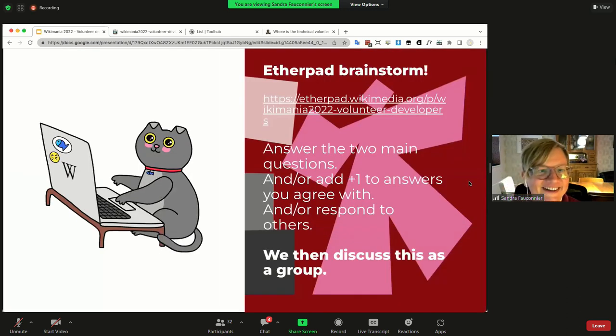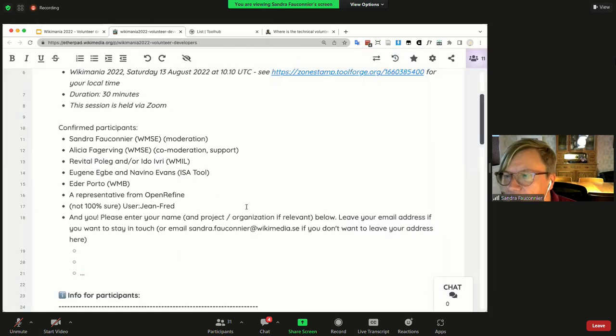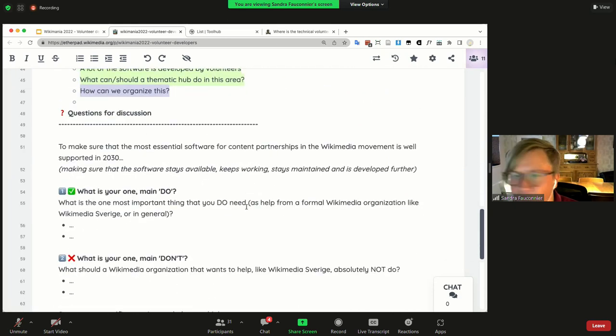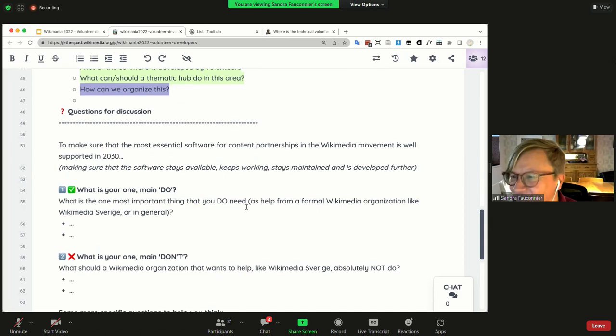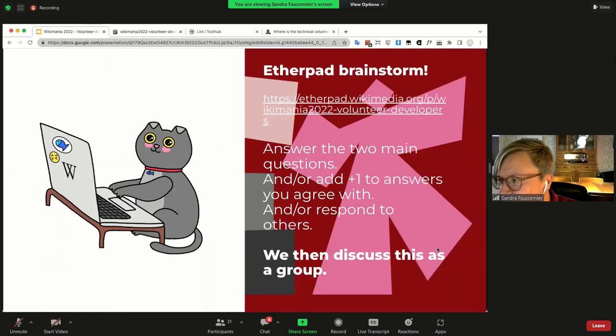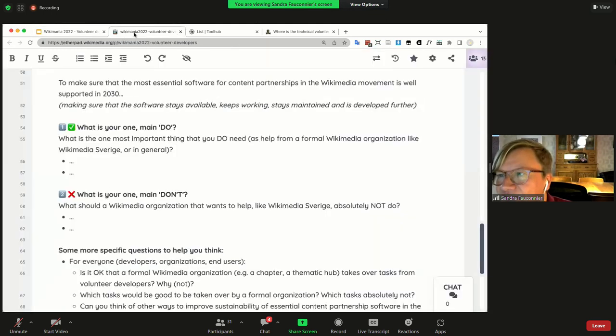Cool. Let's actually jump to a brainstorm. I want to stop talking myself and give the floor to everyone invited in this group, everyone present here. Let us go back to the Etherpad. In the Etherpad, I have put some questions. And I thank those who are taking notes. That's awesome. I will also switch to the slides. I hope that the slides will help a little bit.